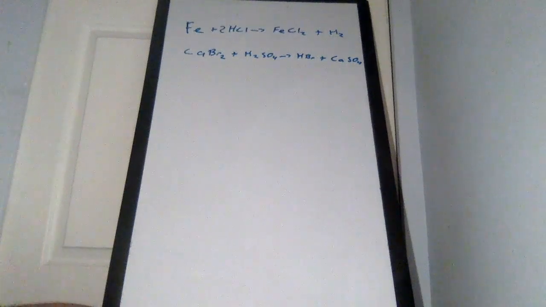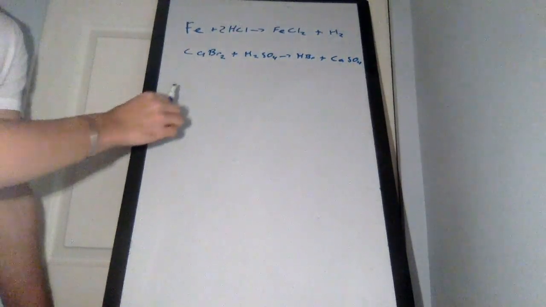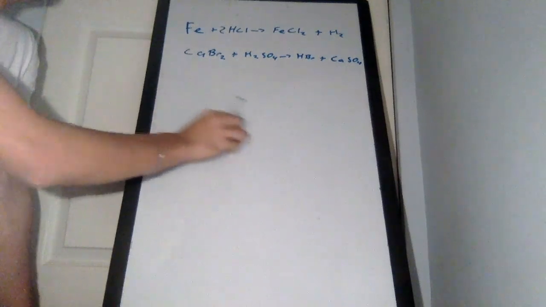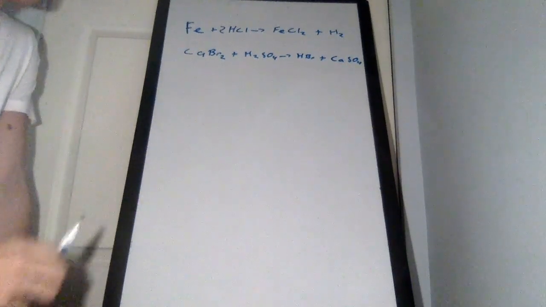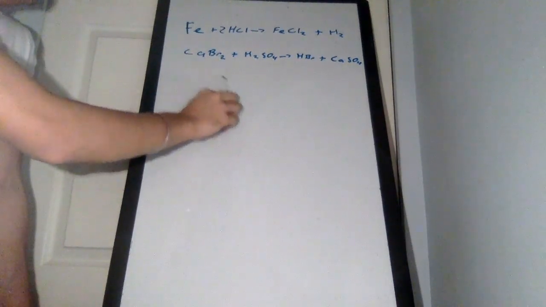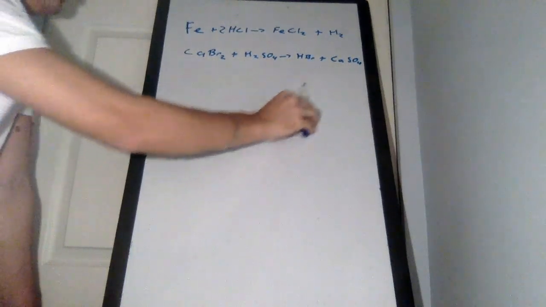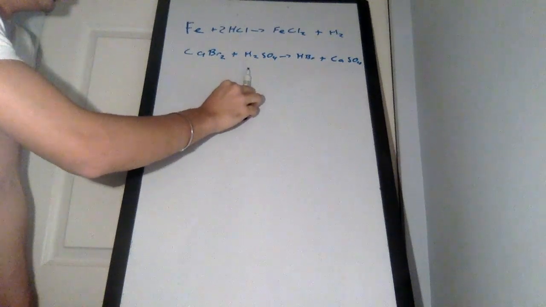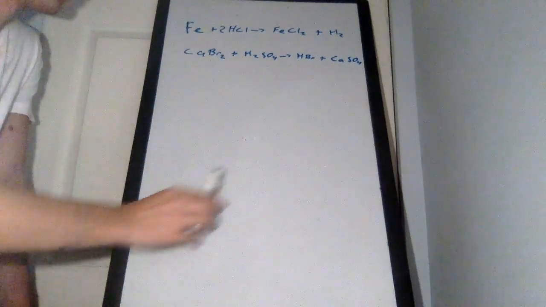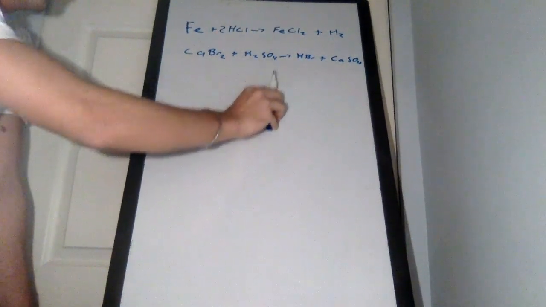Okay, so we're going to do the same thing here. Start at the left side. So 1 Ca, 1 Ca. We know that the calciums are good. 2 Br, only 1 Br on this side. Okay, so we know for later that that needs to be balanced. Now here, 2 H's, 1 H on this side. Now we've got 1 SO4, 1 SO4.